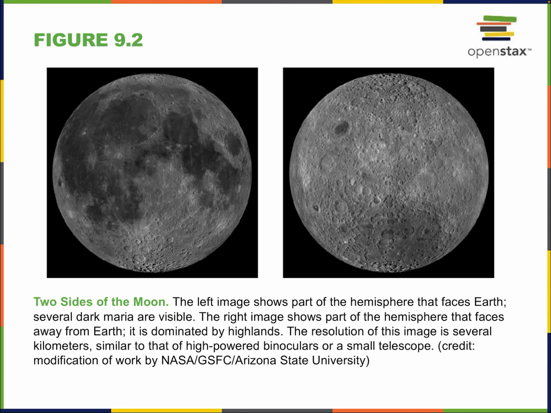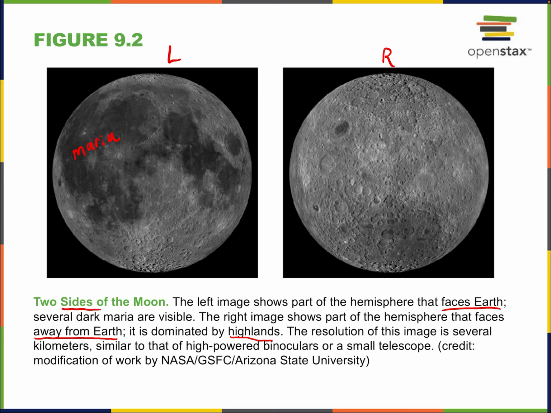Now, there are two faces of the moon, two sides of the moon. On the left, we have the hemisphere of the moon that faces Earth. There are Maria, which are these large dark regions that are visible in this picture. And then the image on the right shows the hemisphere that faces away from Earth. That part is dominated by the highlands.